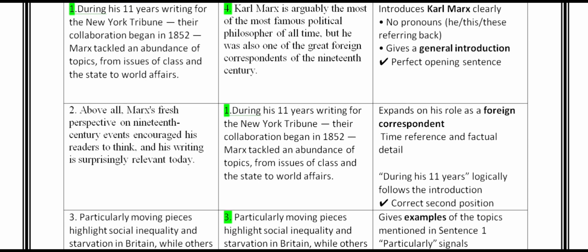Following this, Karl Marx's role as a foreign correspondent was expanded in sentence number 1. There is a time reference and some factual details. There is also a use of a pronoun in the word his. So all these words again make it a logical sentence to follow the introduction, and this happens to be your second sentence.